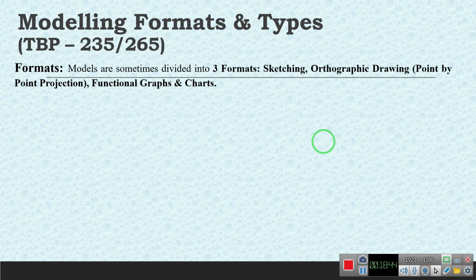Formats. Models are sometimes divided into three formats: sketching, orthographic drawing (point by point projection), or functional graphs and charts. So the three are sketching, orthographic drawing, or functional graphs or charts. These are the three formats we are discussing in our engineering design. There are many formats, but these are three popular ones. So we'll study one by one: sketching, orthographic drawing, and functional graphs and charts.